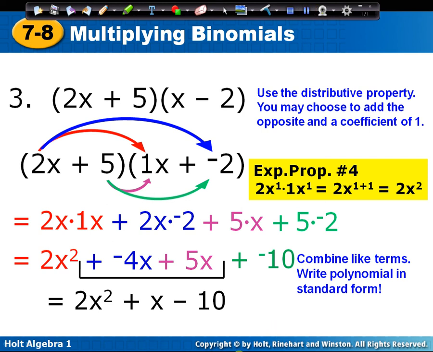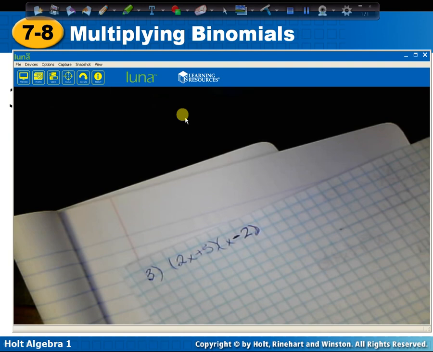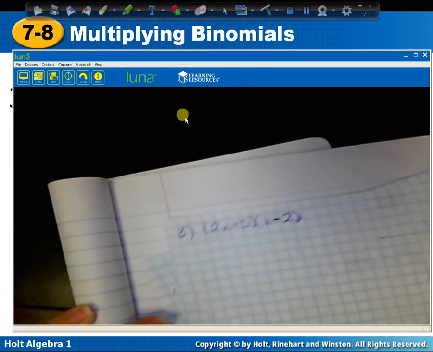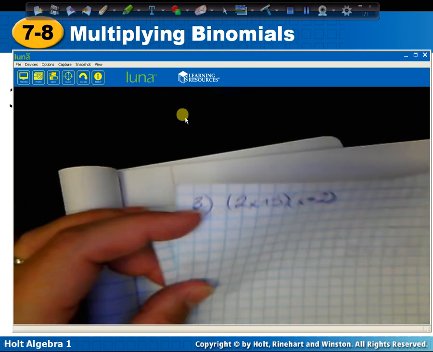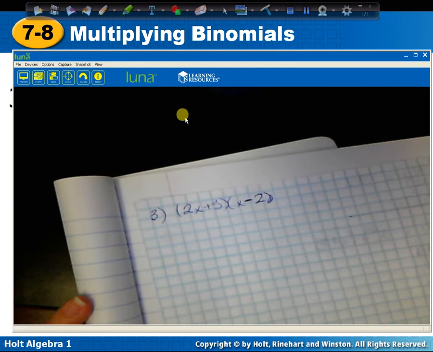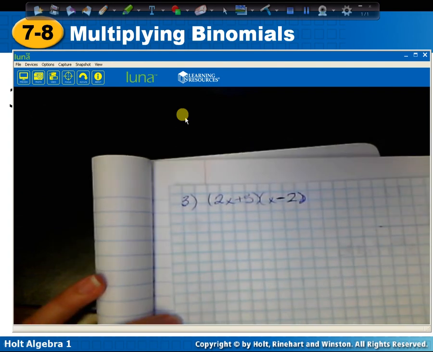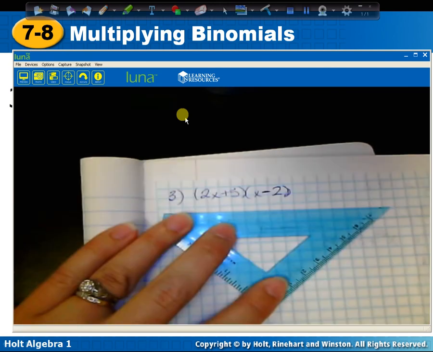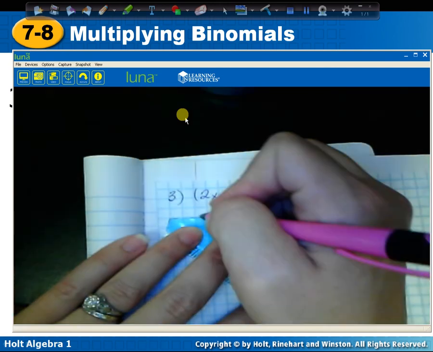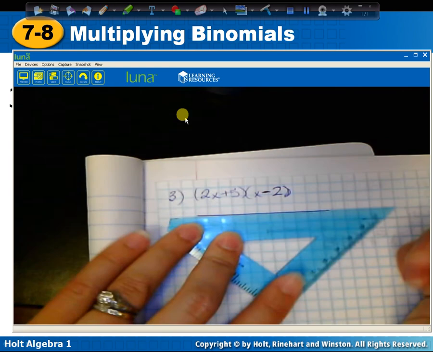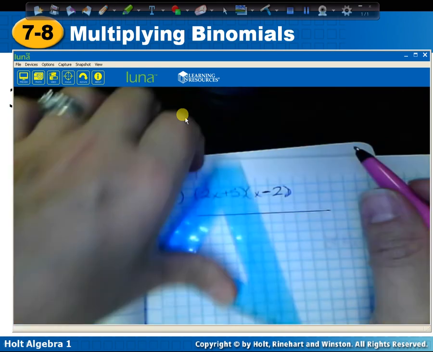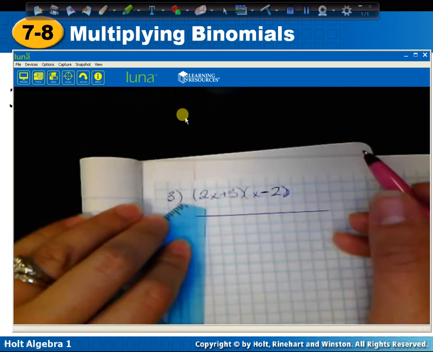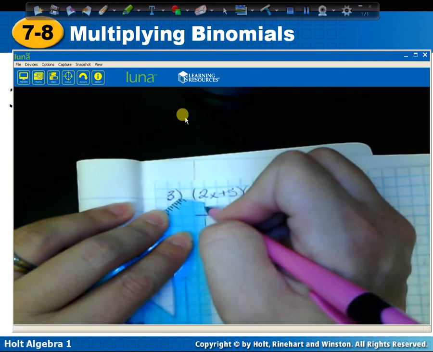Okay, so now again we're going to look at this one on your graph paper. So write down the problem again, which is number 3, and in parentheses you have 2x plus 5, and then in your second set of parentheses you have x minus 2. Go ahead and draw your bar. I'm not doing any of this without you, because even for the sake of saving time, I want to make sure that you get all of the steps down and that you're doing it exactly the same way that I'm doing it.